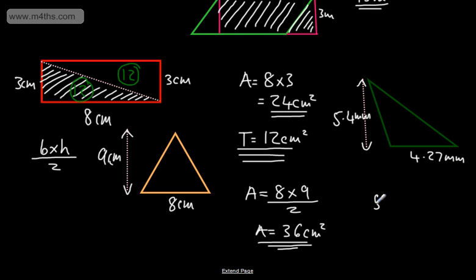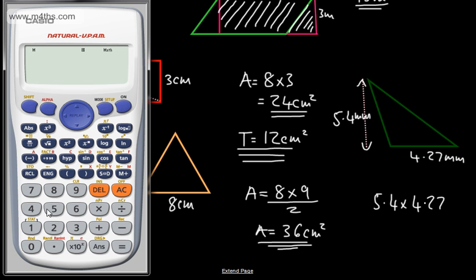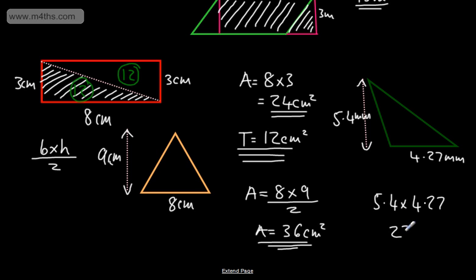All we would do is 5.4 multiplied by 4.27. In a calculator, we can find that answer. So 5.4 multiplied by 4.27, and that's going to give me in total 23.058. So I'm going to say 23.1. So 23.1 millimetres squared, and that's correct to 1 decimal place.